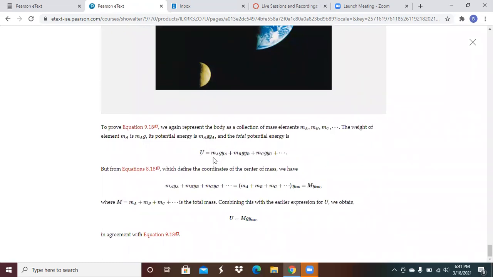So if your body is a collection of masses and the weight of each element is going to be this, mass times gravity, its potential energy is going to be this, and so the total potential energy is going to be the sum of all of that. So if we rewrite this and take all the masses out and say that everything is positioned there at the center of mass, then we can just say that the total mass is going to be the mass of all of those things, with this being all of their y coordinate, and then this becomes their potential energy.